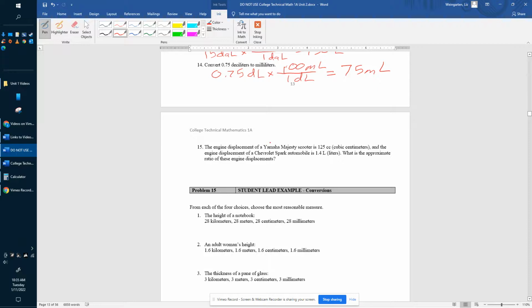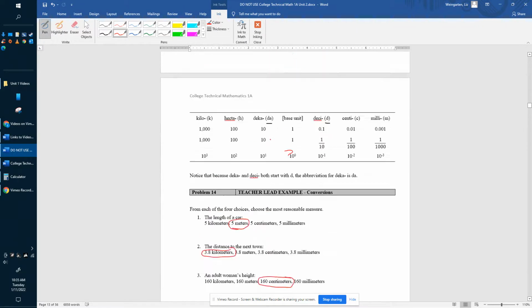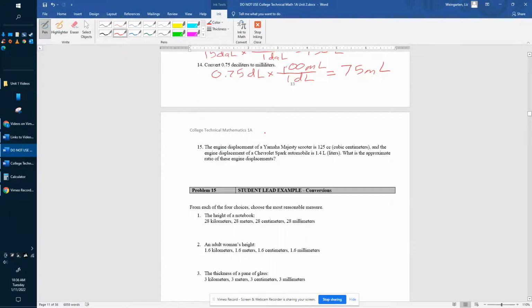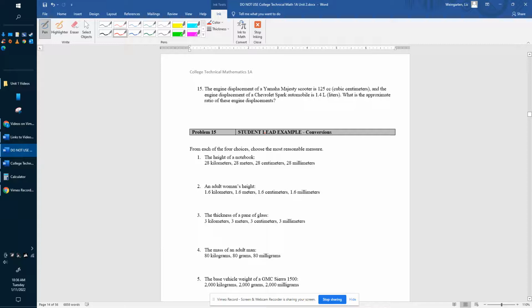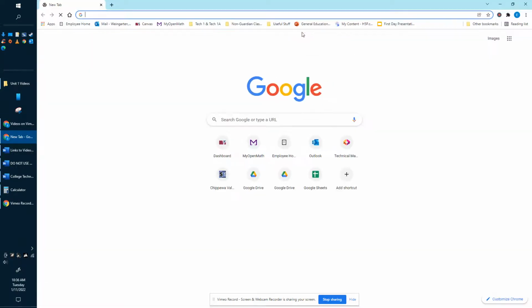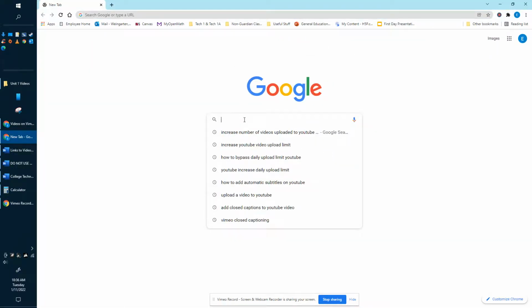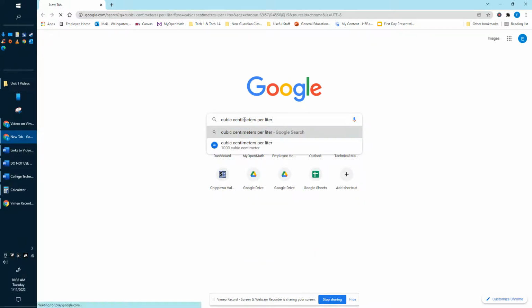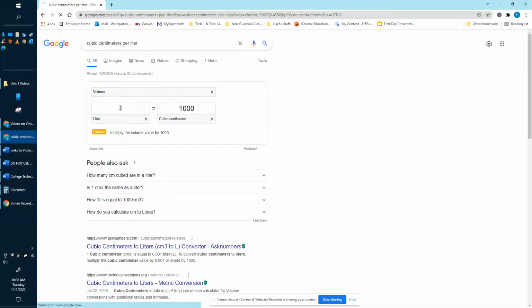How can we convert cubic centimeters to liters? Is that even up here? It is not. So there are going to be some of these, even in your homework assignments, where you are going to have to figure this out using Google. So let's do that. Grab a window. Cubic centimeters per liter. 1 liter is 1,000 cubic centimeters.